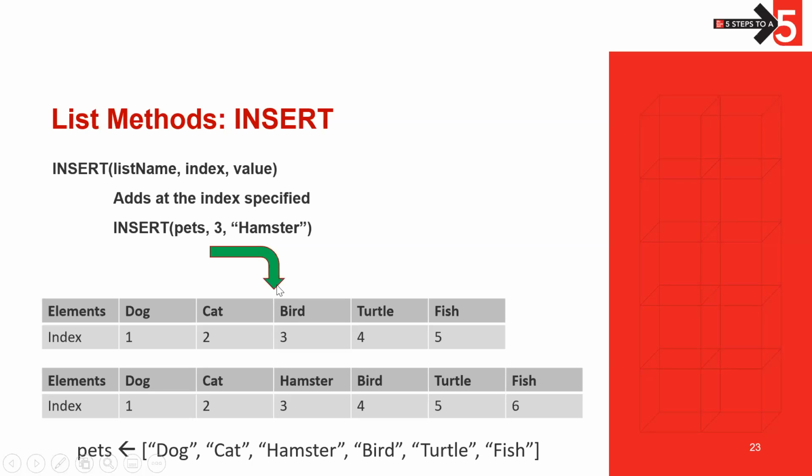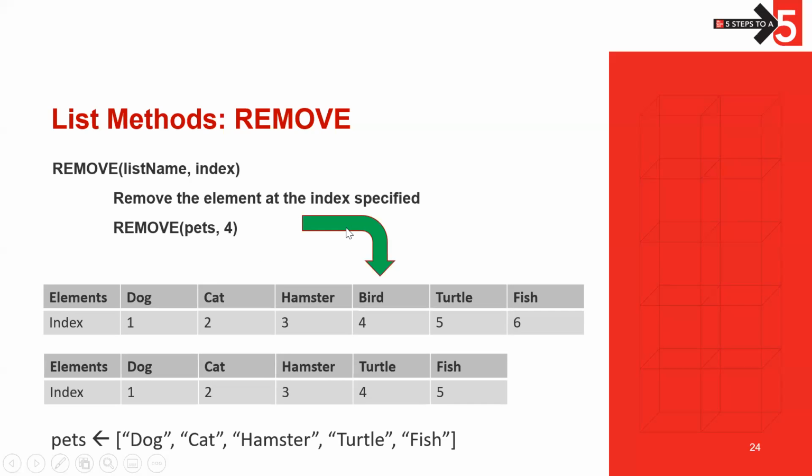Okay, so what the programming language does for us is that it moves anything to the right of that value where we want to insert over 1 position to the right, and then it inserts hamster. So notice we haven't lost bird. It just moves over to position 4, turtle moves over to position 5, and fish over to position 6. So again, the length of our list has changed. It's increased by 1, but that's nice to know that things don't get overwritten. You don't have to take care of that yourself.